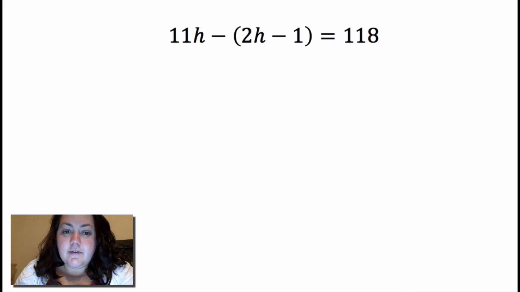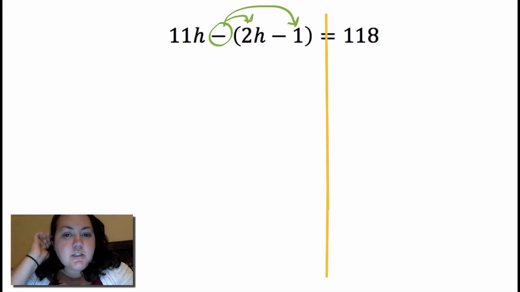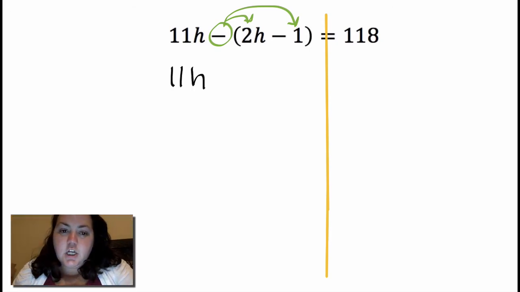Alright, I have 11h minus 2h minus 1 equals 118. So I have to distribute everything that's in front of that parenthesis, which is a negative 1. There's really a 1 there. It's just not showing. So I'm distributing just the negative. It's just going to change the sign of everything.